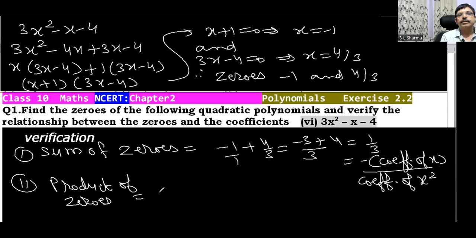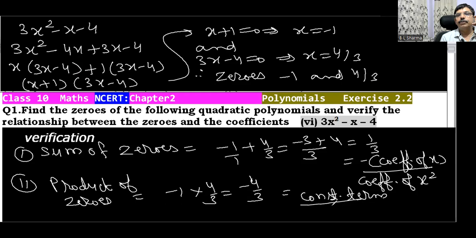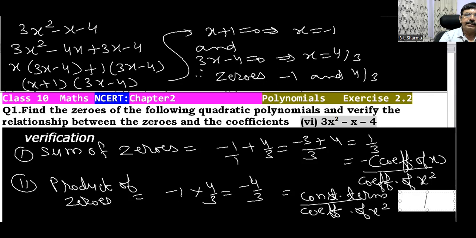And the second relationship is product of zeros, that is minus 1 into 4 by 3, that is minus 4 upon 3, and that is equal to constant term upon coefficient of x square. Constant term is minus 4 and coefficient of x square is 3, so that is minus 4 by 3. So we can say that the relationship is also verified.